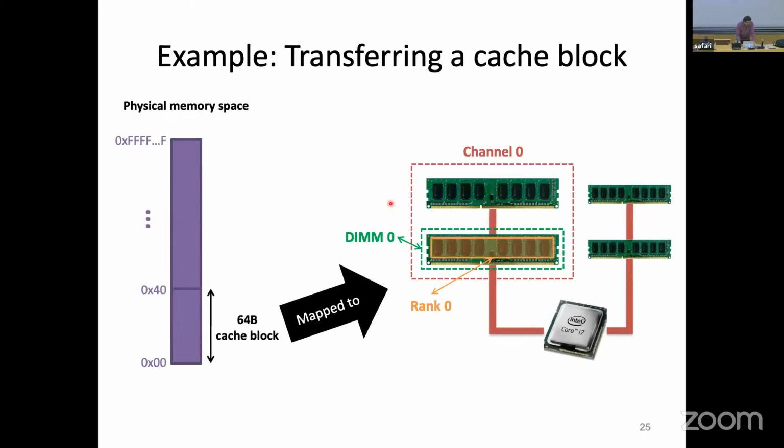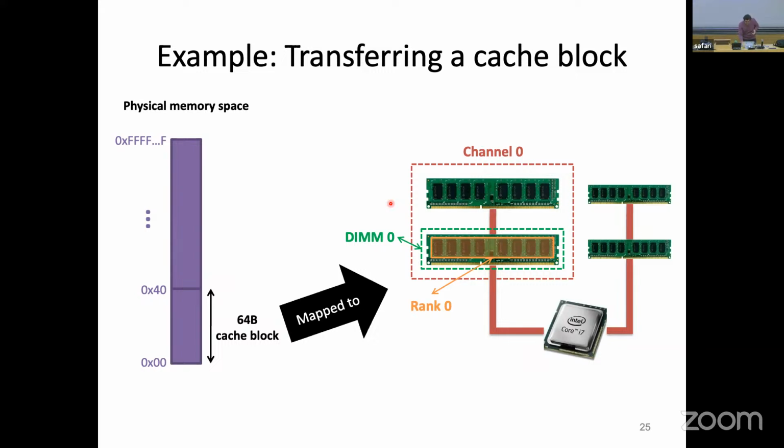But before we move on, we will also look at an example where we transfer a cache block from our processor, or from our system, to main memory. What's a cache block? This is basically the granularity of data that you transfer between your main memory and your processor system today. It's typically 512 bits. That's why we have 512 bits here, but it could be different.